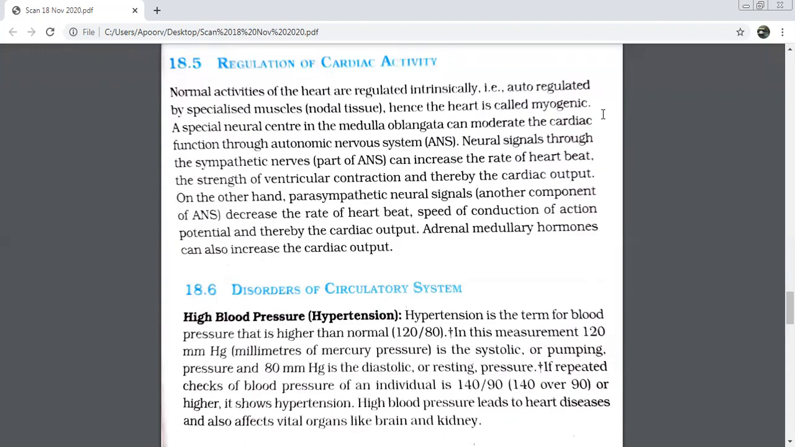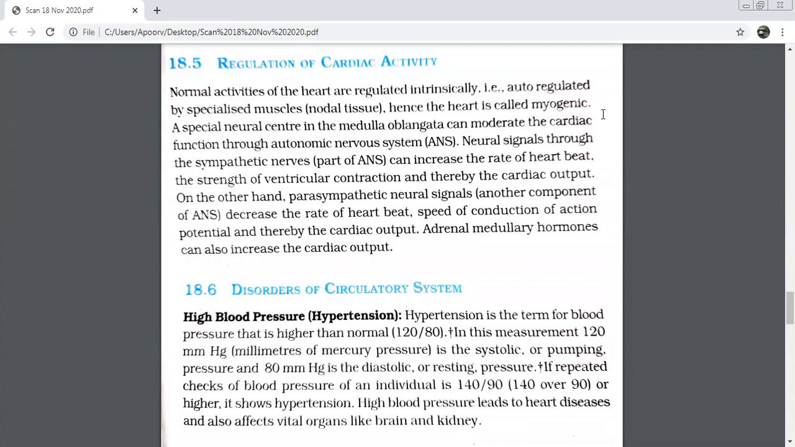There is a special neural center in the medulla oblongata, which can moderate the cardiac functions through ANS. Moderate means it can control your cardiac function. You don't have to do anything. Your heart works on its own only. Neural signals to the sympathetic nerves can increase the rate of heartbeat. And the parasympathetic neural signals decrease the rate of heartbeat.